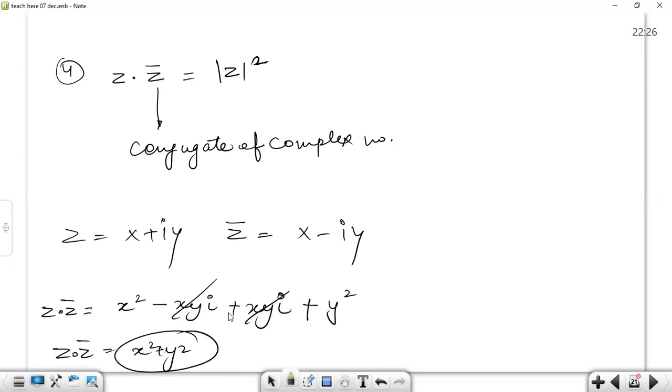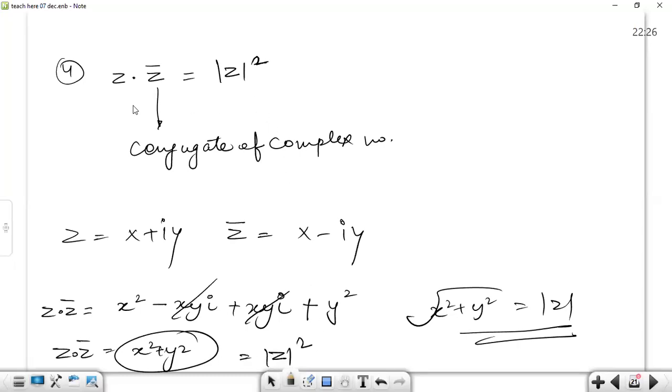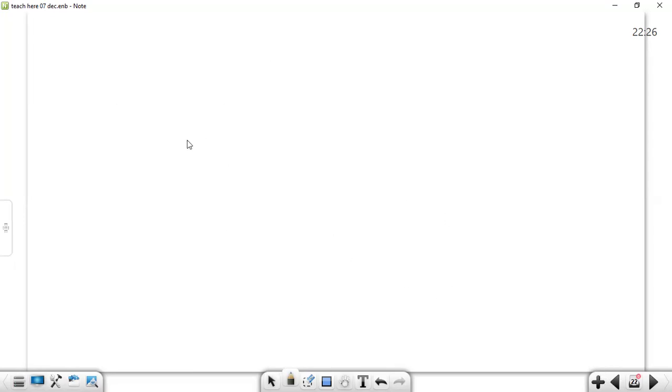Now x square plus y square, we know the square root of x square plus y square is the modulus of z. We take the square on both sides of this equation. This will become modulus of z square. So LHS is equal to RHS. Any doubts? No, sir. Great.